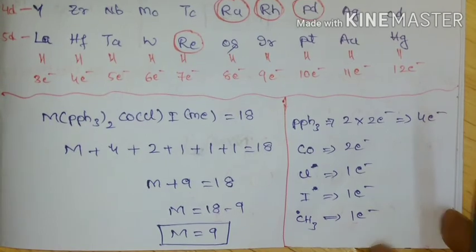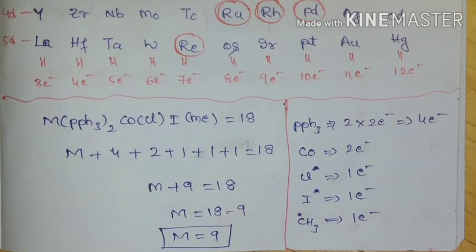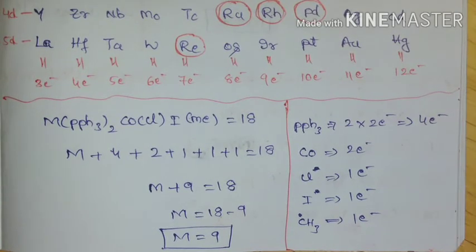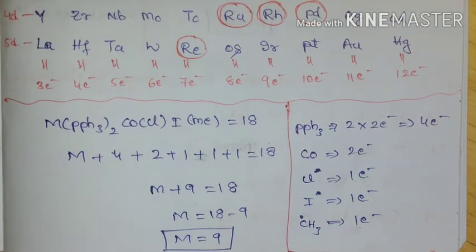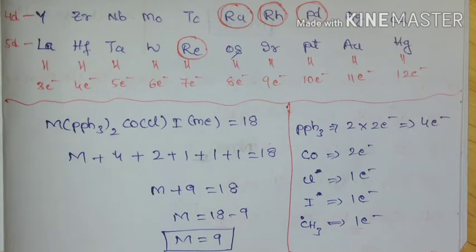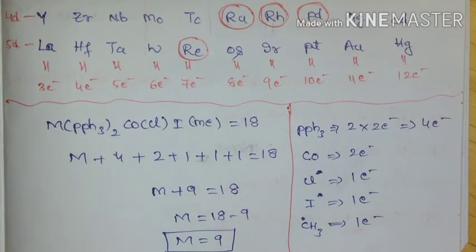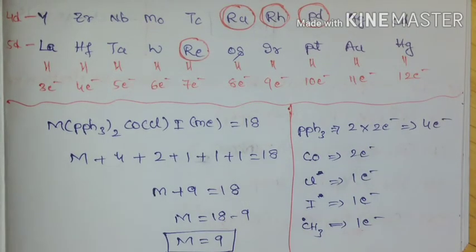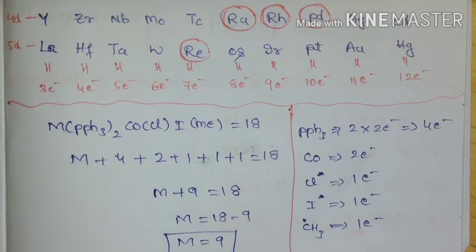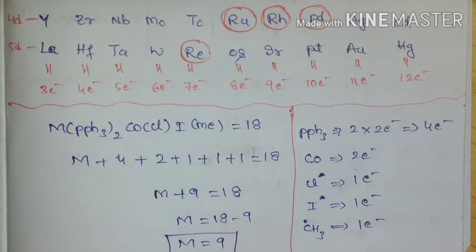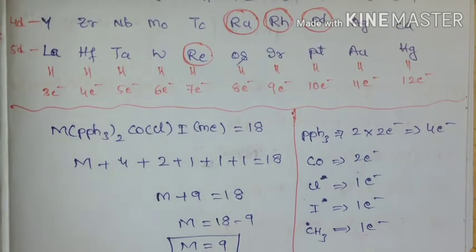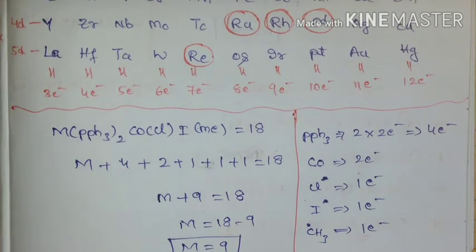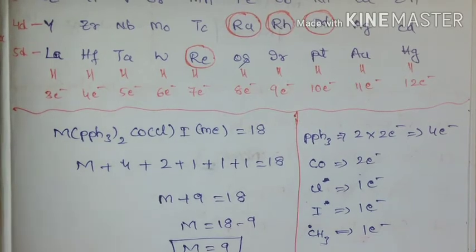If you see the complex M PPh3 twice, CO, Cl, I, Me, it is going to obey the 18 electron rule. Now PPh3 is a neutral ligand and it is going to contribute 2 electrons. CO is also a neutral ligand, it is going to contribute 2 electrons. Cl is going to contribute 1 electron. Iodide is also going to contribute 1 electron. CH3 is also going to contribute 1 electron.